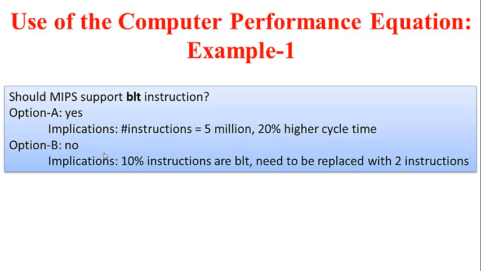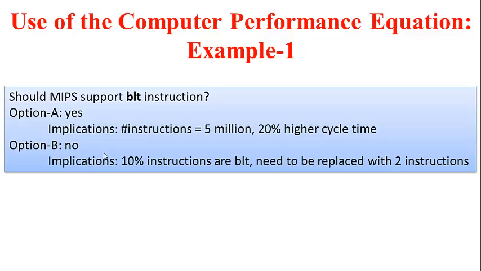So here is our first example of the use of the computer performance equation. We saw earlier that MIPS does not support the BLT instruction, branch less than. At some point of time, the designers of MIPS would have been faced with the question of should this instruction be supported? And this example gives an idea of how they may have gone about answering this question, although the numbers given here are hypothetical. The two options here are yes, MIPS should support the BLT instruction, and the other option is no, it should not support. Both of these have implications.